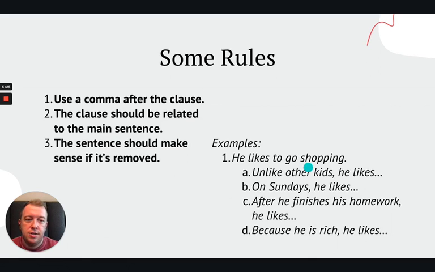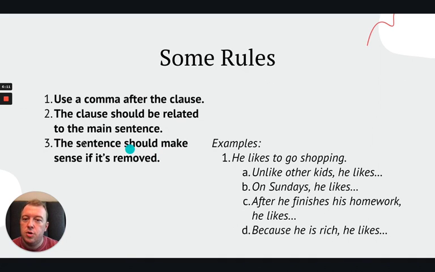If I just come up to you on the street and I say, unlike other kids, you're going to think that I'm going a little strange, right? So that tells us it's not a full sentence, so we need to separate it from the other one with a comma. Don't worry too much about that, but just know we need a comma after the clause. Number 2, you'll notice this as a trend from previous videos, but the clause should be related to the main sentence. If these are not clearly related, if there's no connection, it's going to sound pretty strange, and it's not going to make sense.